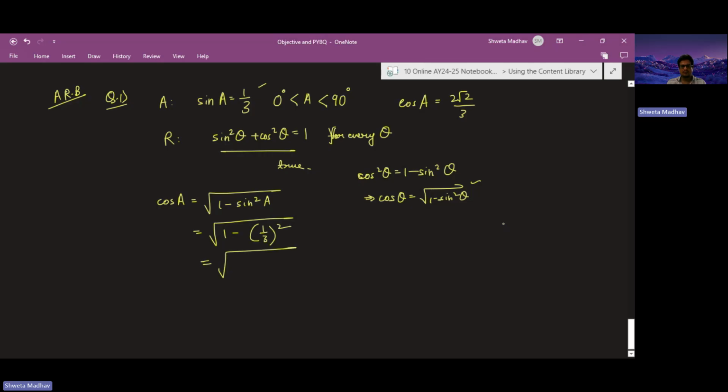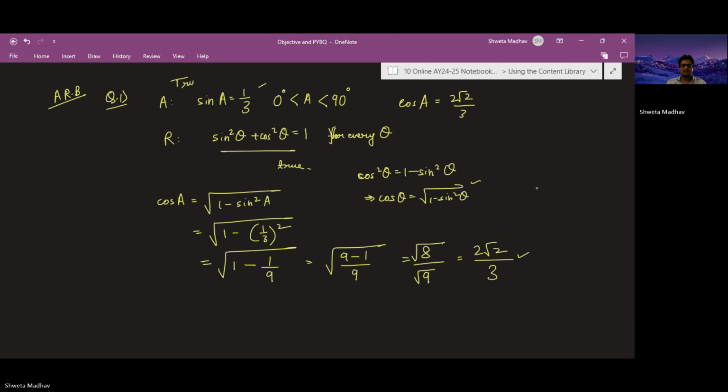So this will be equal to square root of 1 minus 1 by 9, which is equal to square root of 9 minus 1 by 9, taking the LCM as 9. So 9 minus 1 is 8, so root over 8 by root over 9. Root over 8 is 2 root 2, and root over 9 is 3. So 2 root 2 by 3. So the assertion is also true, the reason is also true, and from the reason we can obtain the assertion. So the reason is the correct explanation of the assertion. So option A is the correct answer.